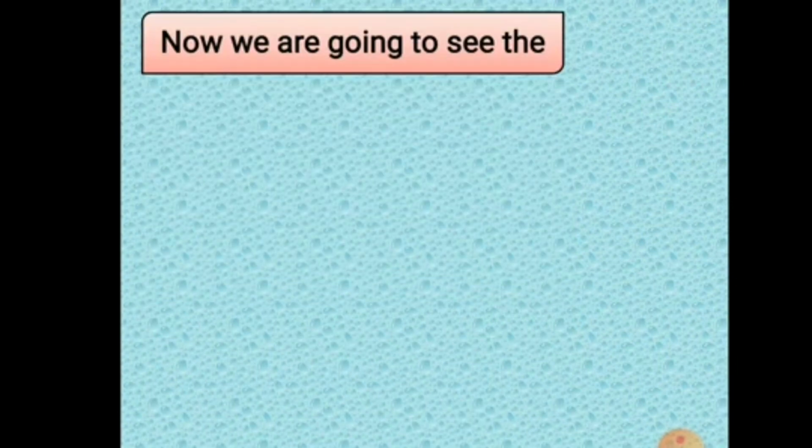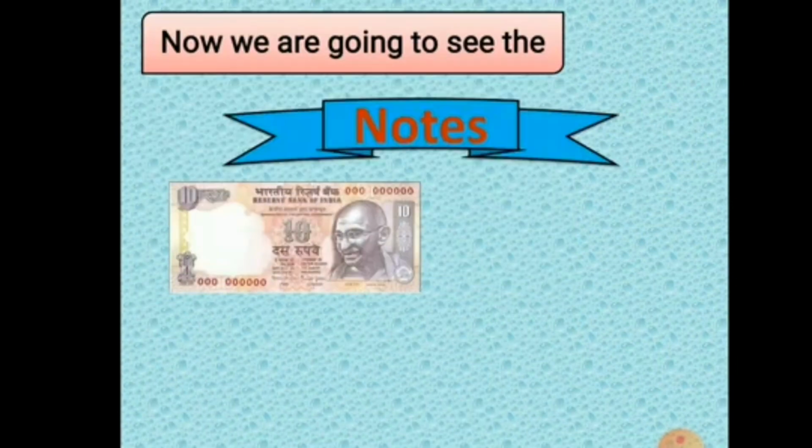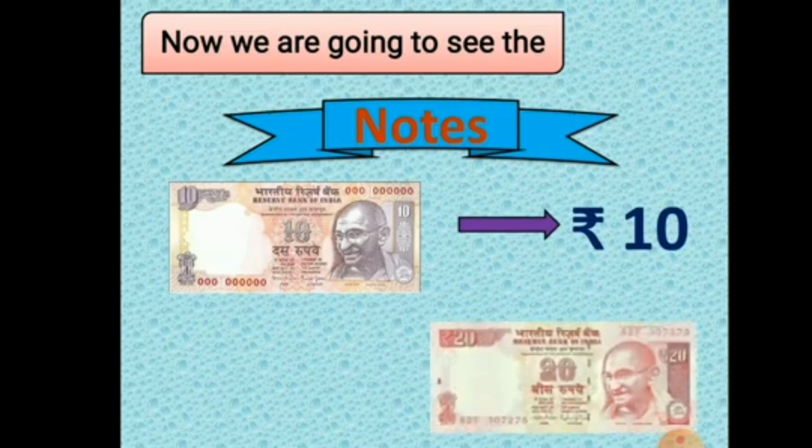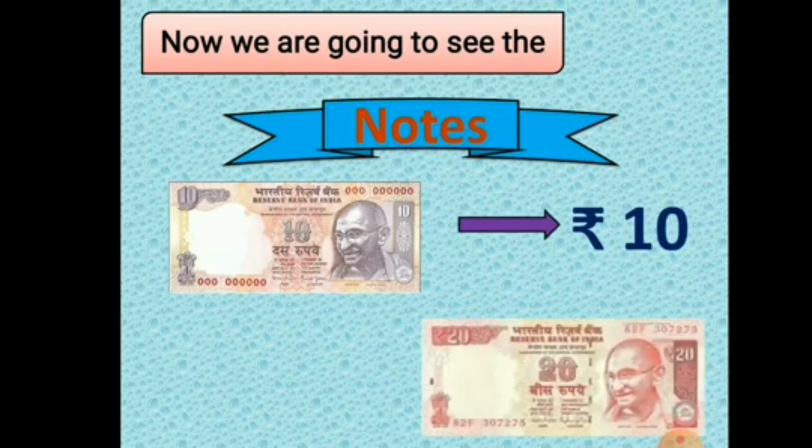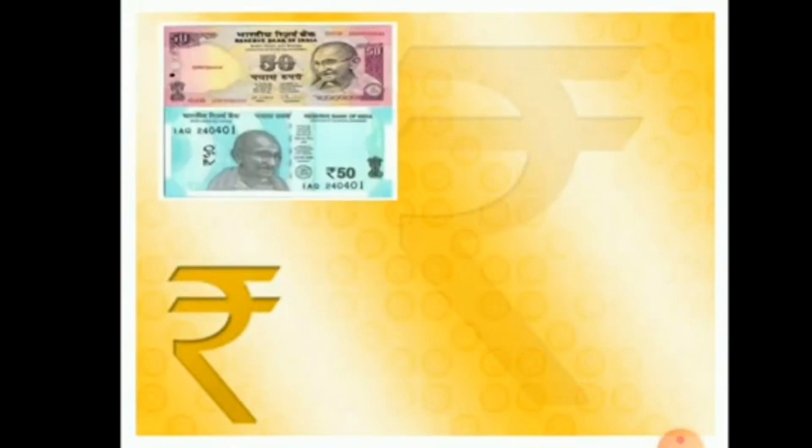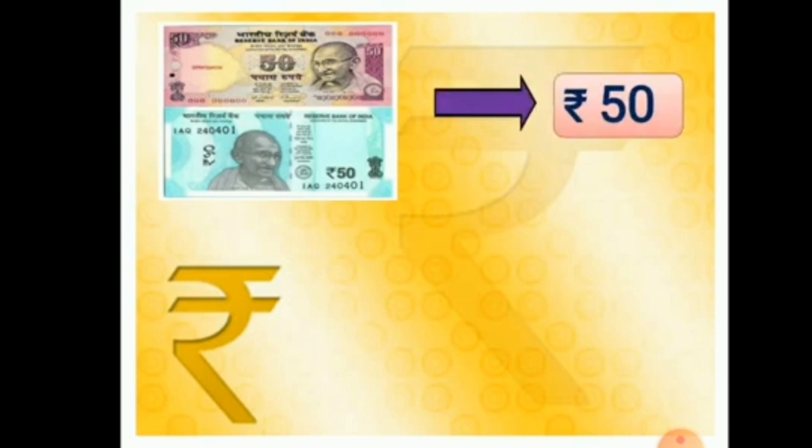Now we are going to see the notes. First note, rupees 10, rupees 20, rupees 50. Here you can see two notes. The first note is the old note and the second note, which is in blue color, is the new note. But still we use both the notes in India nowadays.